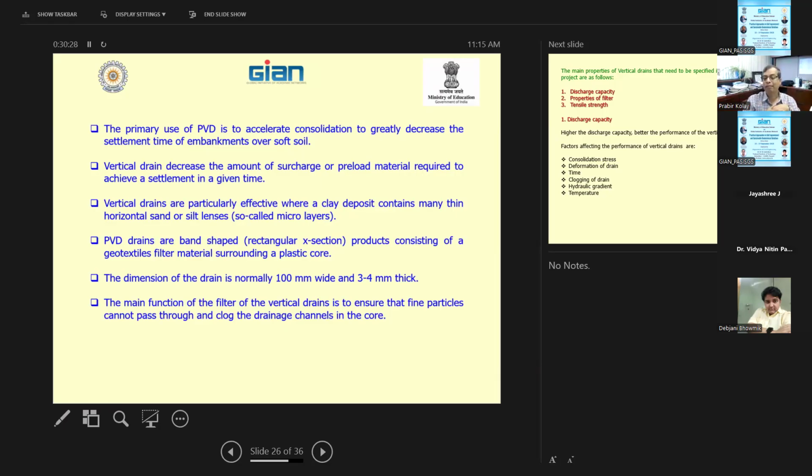PVD drains are band-shaped products consisting of a geotextile filter membrane surrounding a plastic core. The dimension of the drain is 100 millimeter wide, 3 to 4 millimeter thick, so it's very thin. It comes in a roll, so you can easily push it into the ground. The main function of the filter of the vertical drain is to ensure the fine particles cannot pass through and clog the drain. Because it's only 3 to 4 millimeter thick, the coating is a geosynthetic geotextile layer, so that the clay particles do not block the core of the PVD.